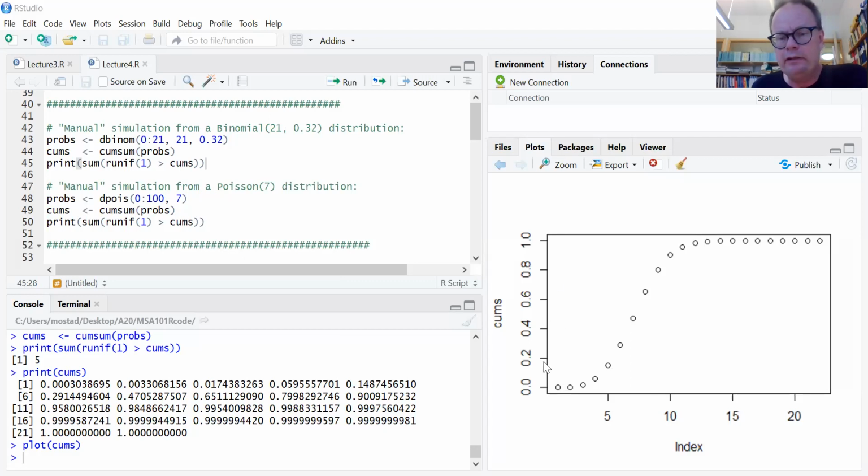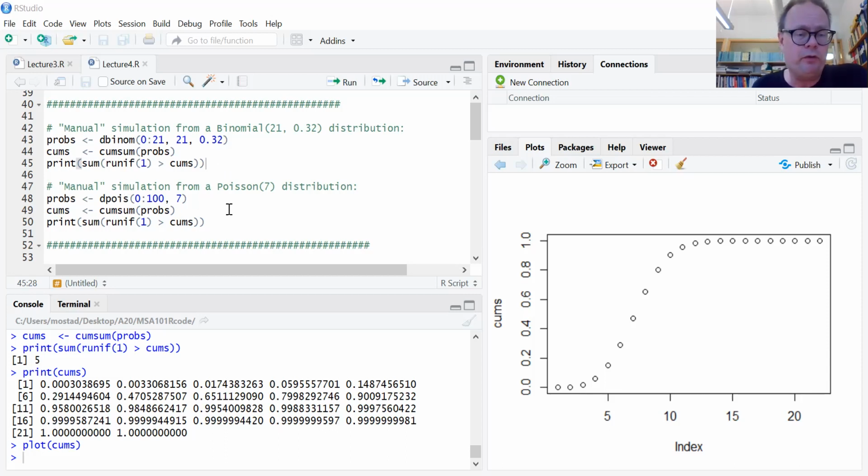If one simulates uniformly along this axis and then compares and counts the number of values in this vector that are smaller than this value here, then you get the probability of getting, for example, 5. This is equal to the difference in height between those two, and that will be exactly equal to the probability of observing 5 in this binomial distribution. So if you look at it, this algorithm works.